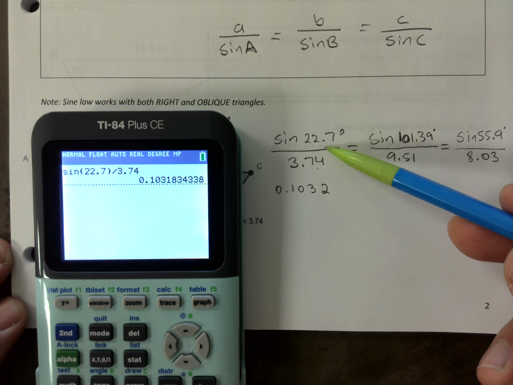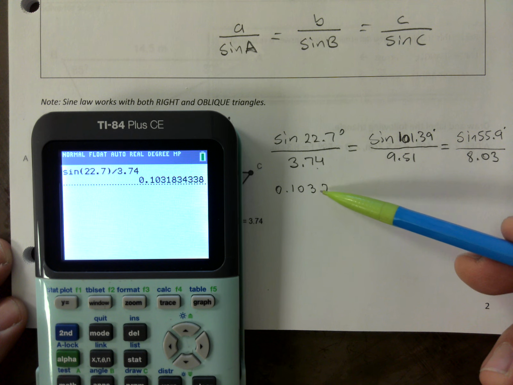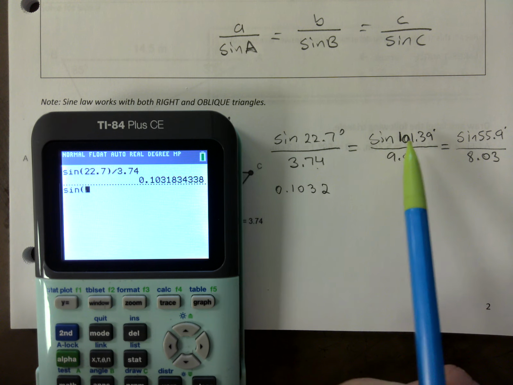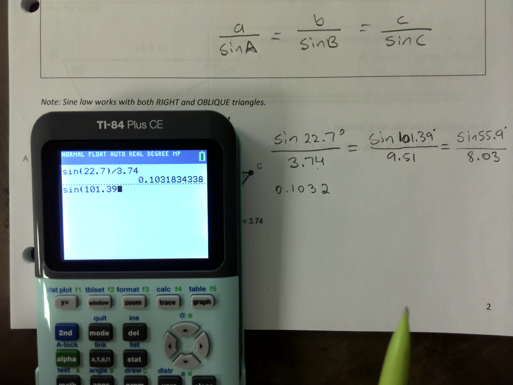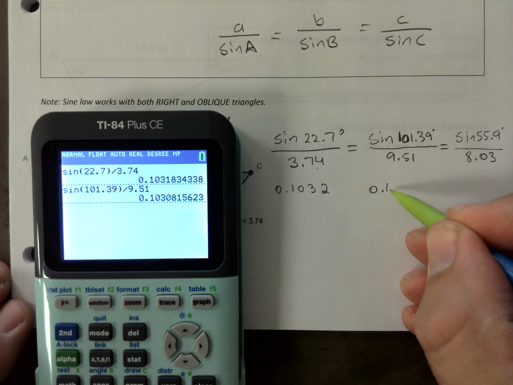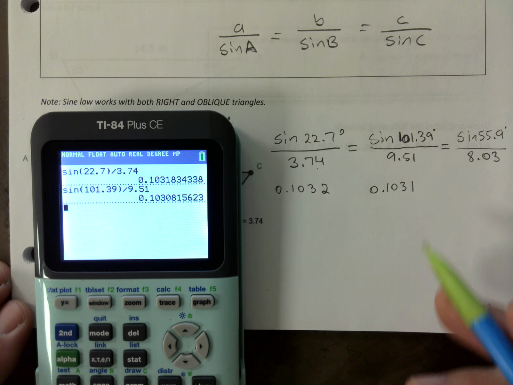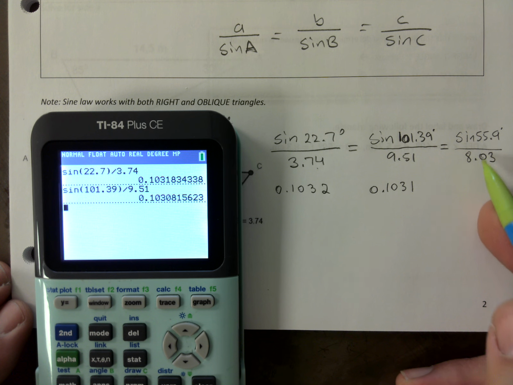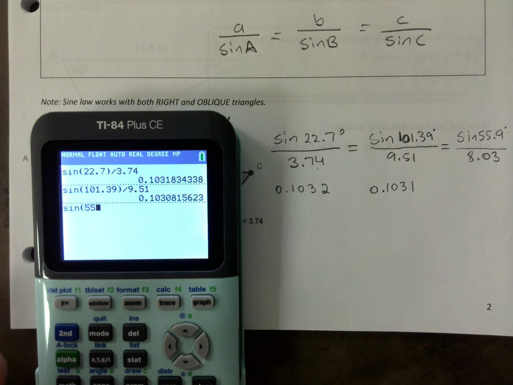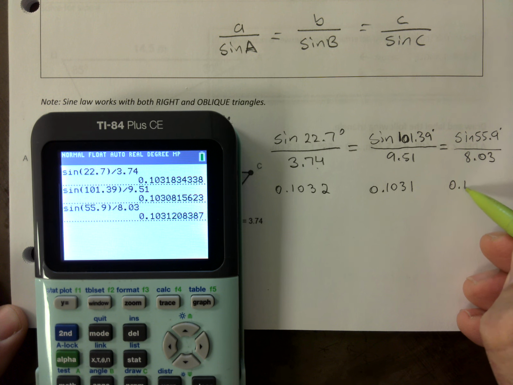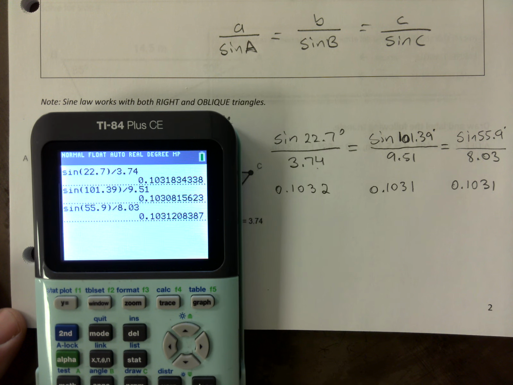This is basically a fraction, just a scary looking fraction. You turn that into a decimal. Let's do the same for the other one. So sine of 101.39, close the bracket, divide by 9.51. You get 0.1031 if you round to 4 decimals. And over here, the last one is sine of 55.9. Close the bracket, divide by 8.03. That's 0.1031 rounded to 4 decimals.